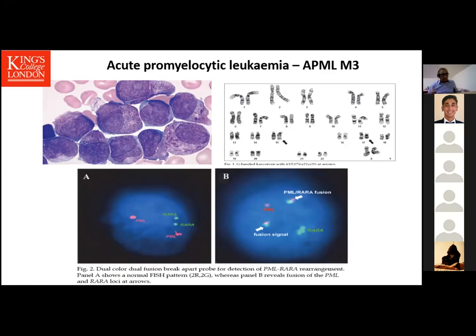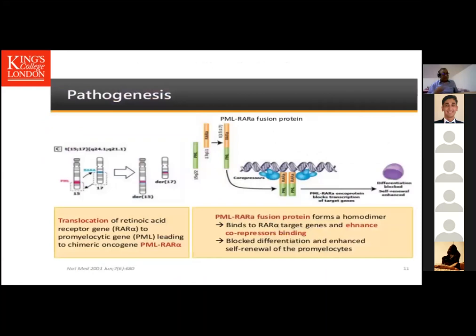And what's the other thing I told you? It could have a poor prognosis if you don't treat fast enough, but it could be a very good prognosis. In fact, the best prognosis in AML if you treat them fast enough with a drug called ATRA. Okay, so this is just about the pathogenesis. There's a 15-17 translocation, and then differentiation arrest happens and the cancer happens.